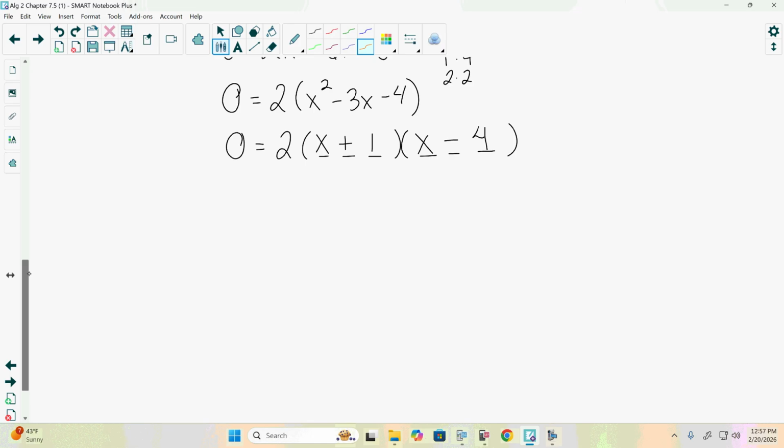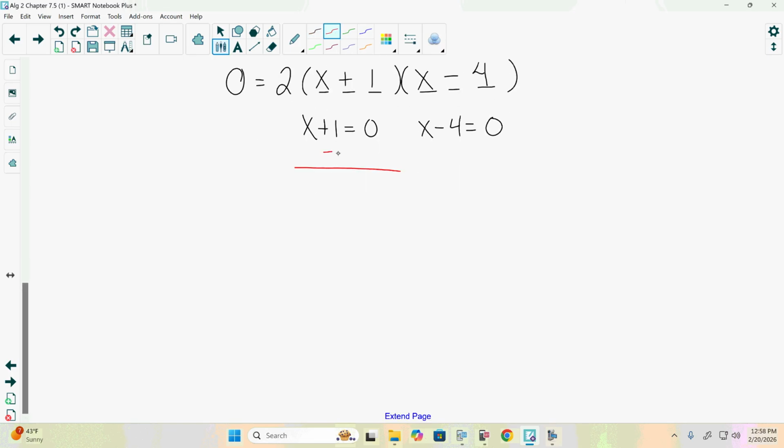Now we have 2 or more things multiplied together that equals 0. So one of them must be 0. So either x plus 1 is 0 or x minus 4 is 0. Because those are the only 2 expressions in this equation that we can actually make be 0. The 2 has no variable with it. There's nothing we can do to make it be 0, so we don't include it. So now we just need to solve x plus 1 and x minus 4.